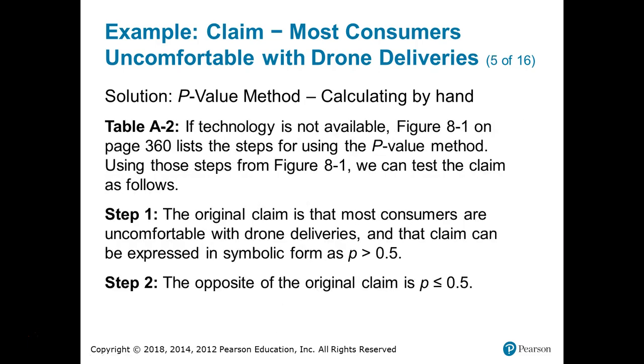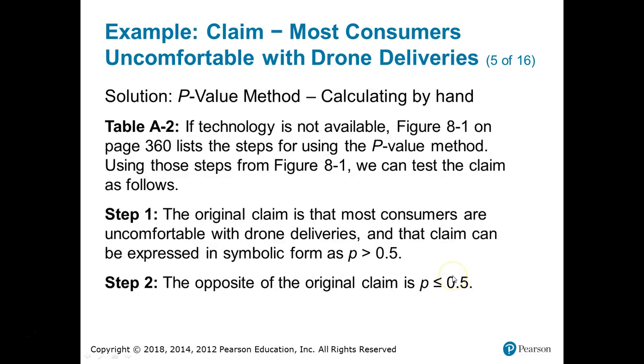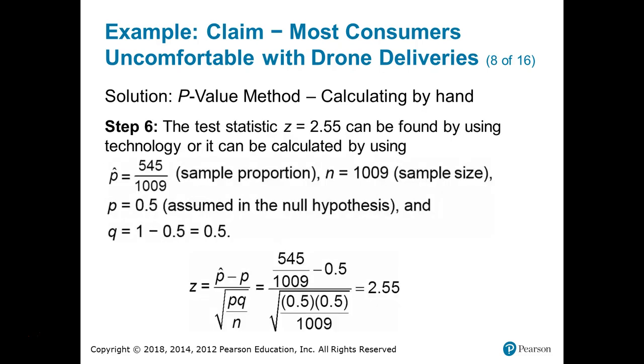So when we did it by calculator, we got 2.54999. When we did it with the table and the formula, we got 2.55. So same value, 2 different methods.